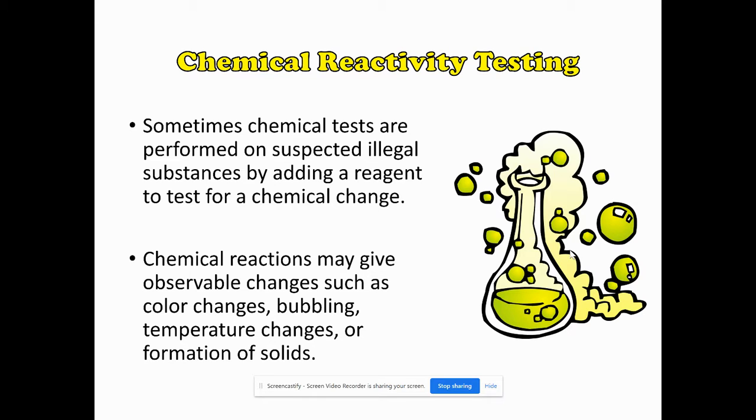And so basically, cocaine would react with a base, and so you would see bubbling and fizzing, and crack cocaine would react with an acid, and you would see bubbling and fizzing, and you would see it change from a solid to a powder or vice versa. But that's how a chemical reaction test would be used. A lot of things you can do with that.